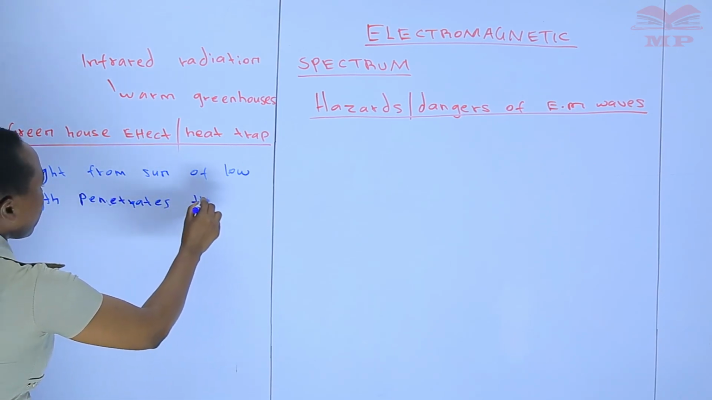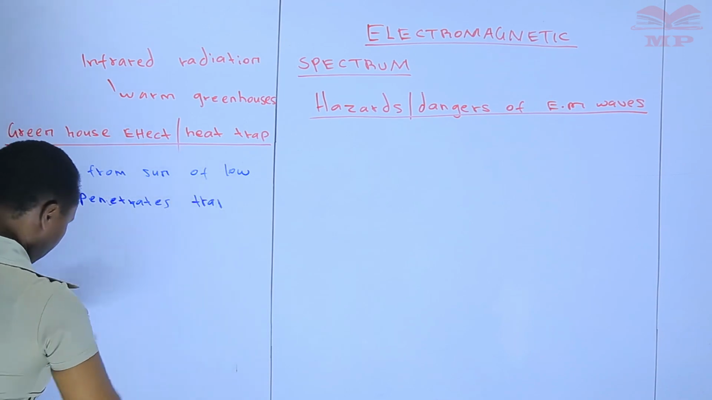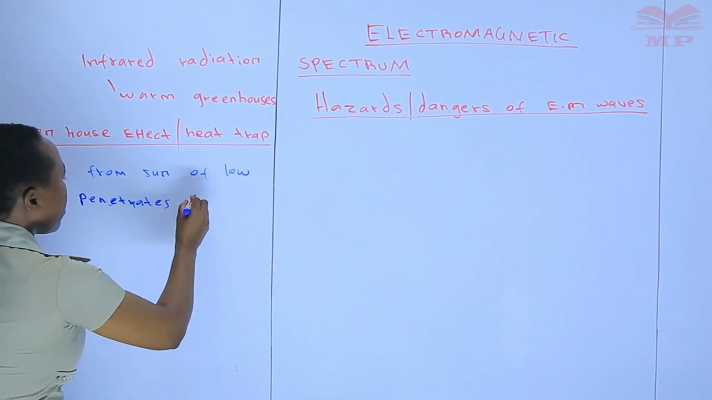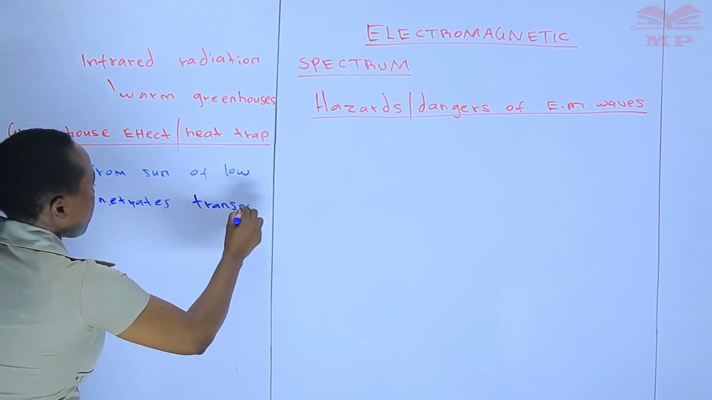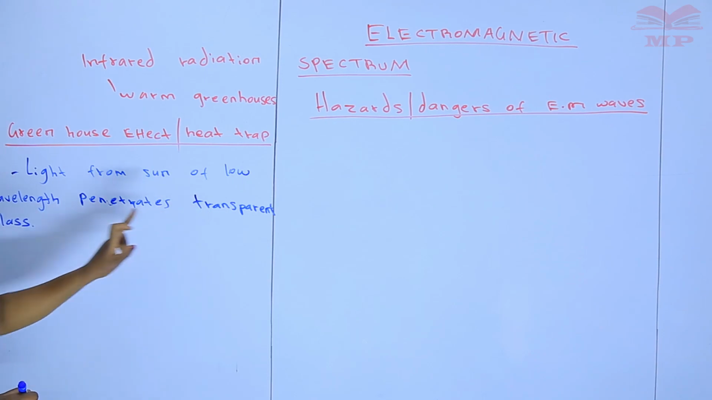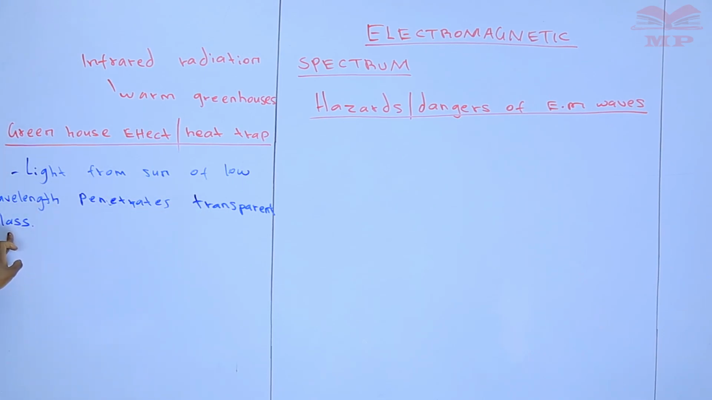It is able to penetrate the transparent glass that is now in the greenhouse. That is one thing that you need to note, that light from the sun of low wavelength, of course high frequency, penetrates the transparent glass in the greenhouse.